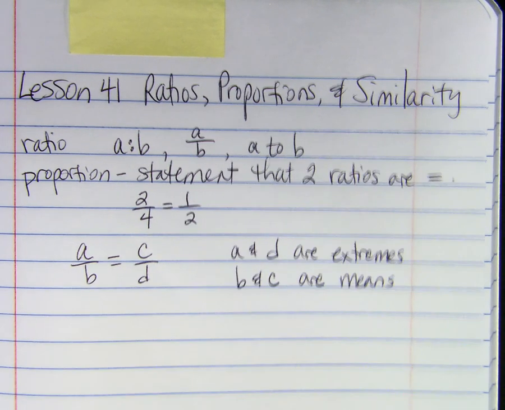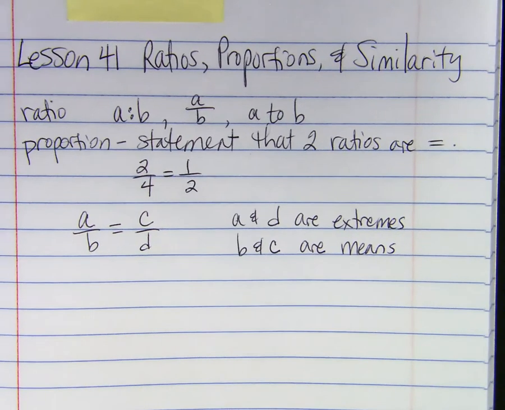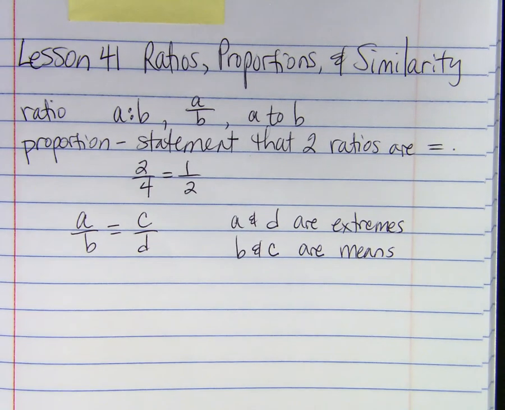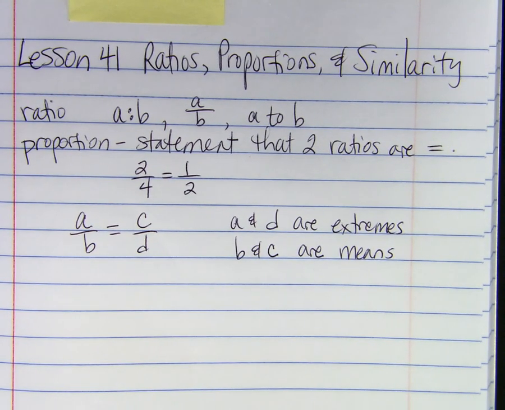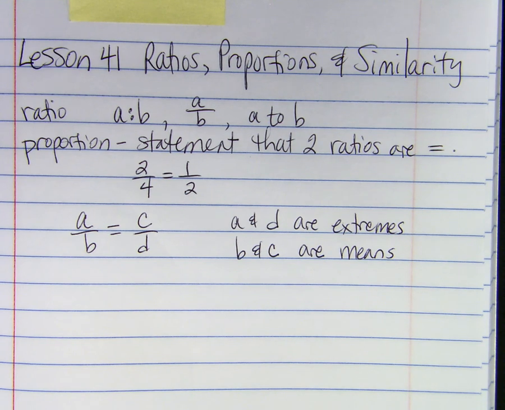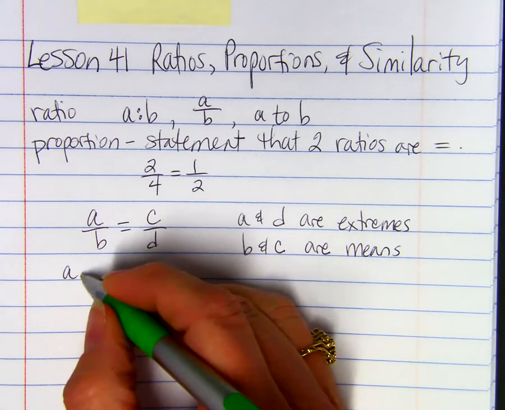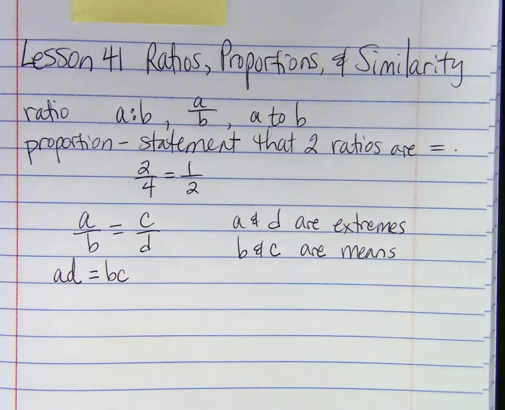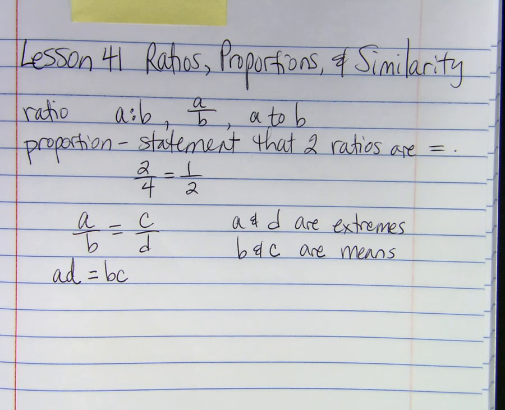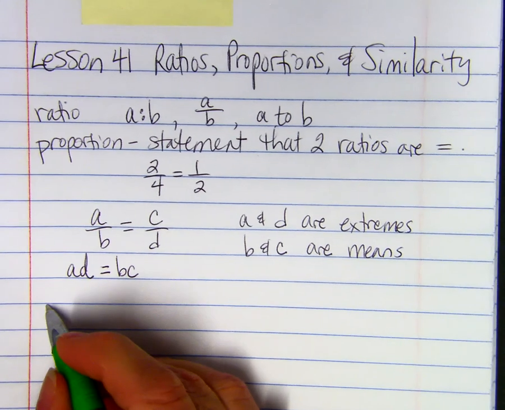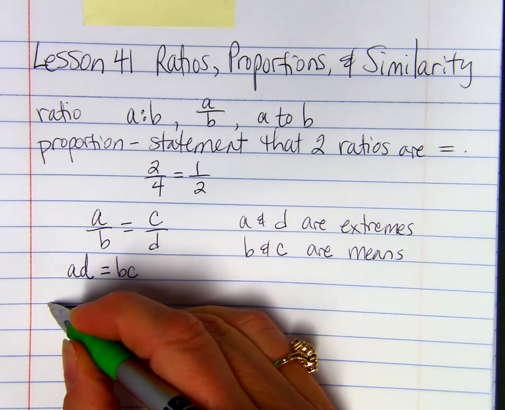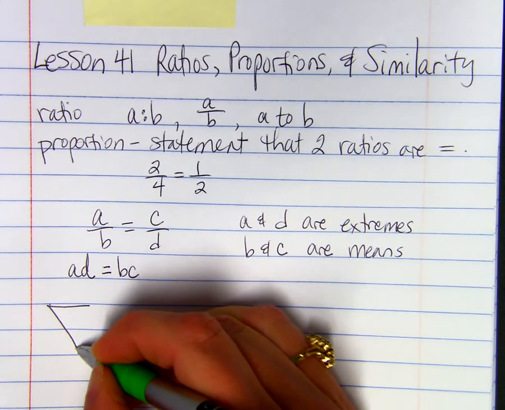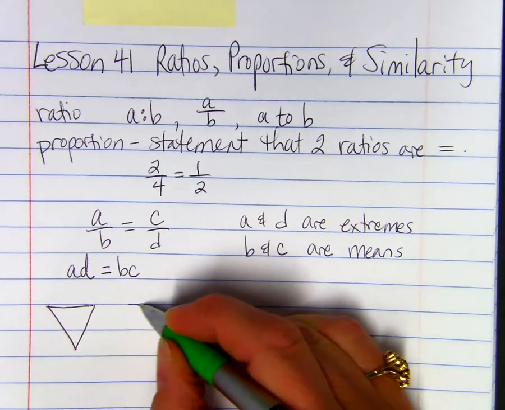And if you remember from previous years, the cross products of a proportion are equal. So the product of the extremes will equal the product of the means. I'm going to show you how to write a ratio that has more than two numbers, which I didn't realize. Since it's comparing numbers, that makes more sense.